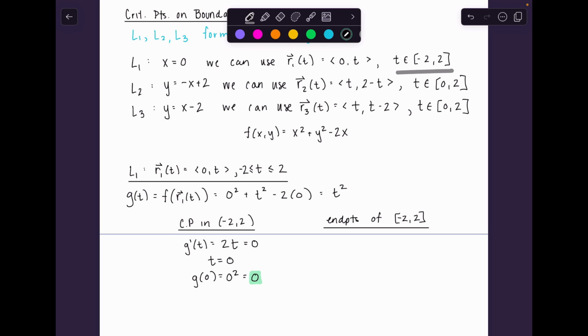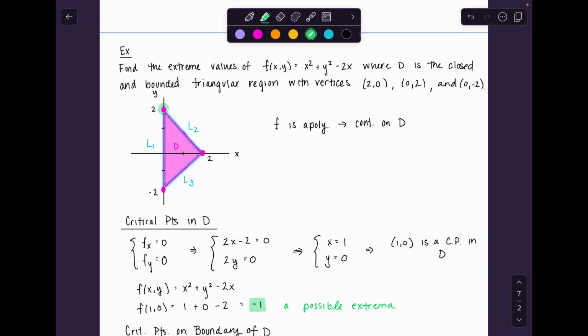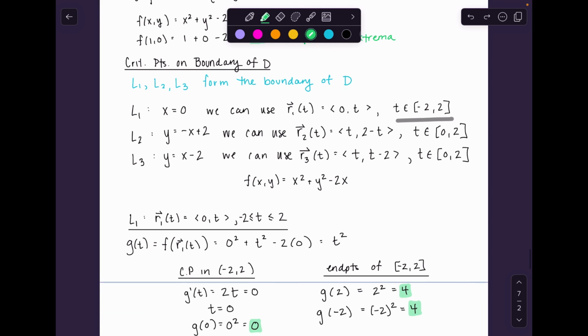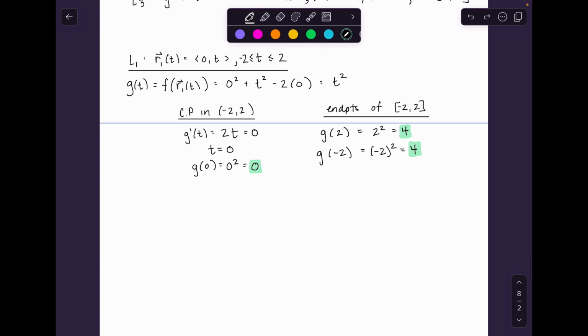So all I'm going to do is plug both of these into g. So g of 2 is 2 squared, that's 4. And g of -2 is -2 squared, which is also 4. So these are also possible extreme values. Okay. So what this did is it basically tested these two vertices here. So when I go to test line 2, I technically don't need to test this endpoint because it's the same. But just for consistency, I will go about doing that.